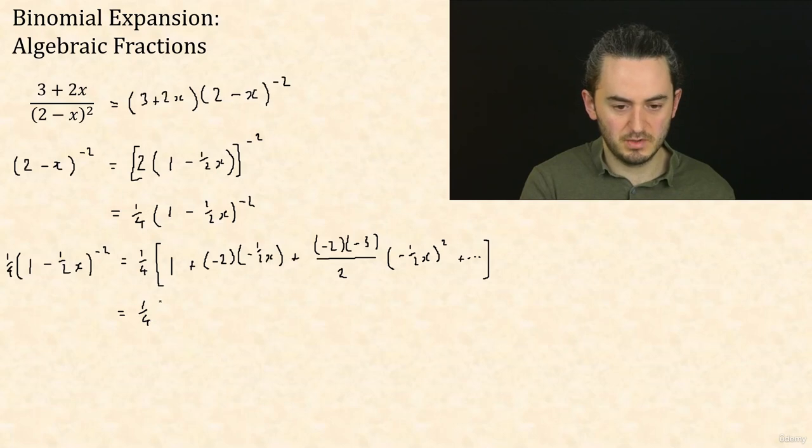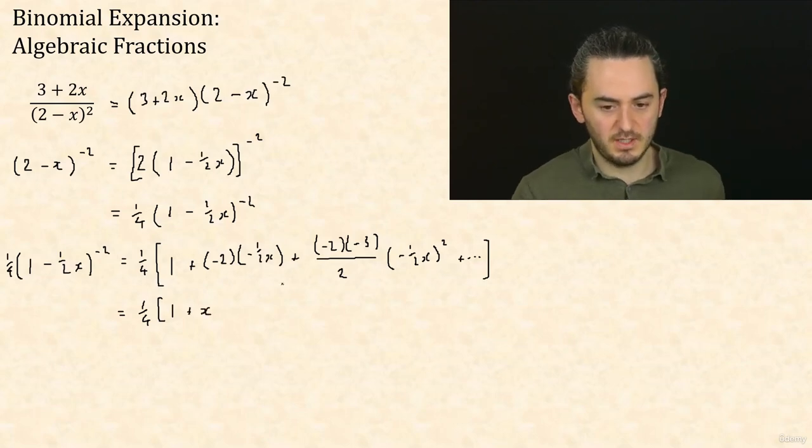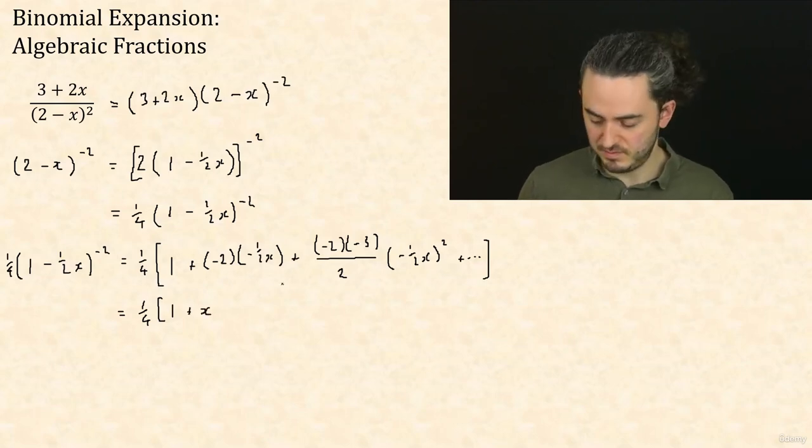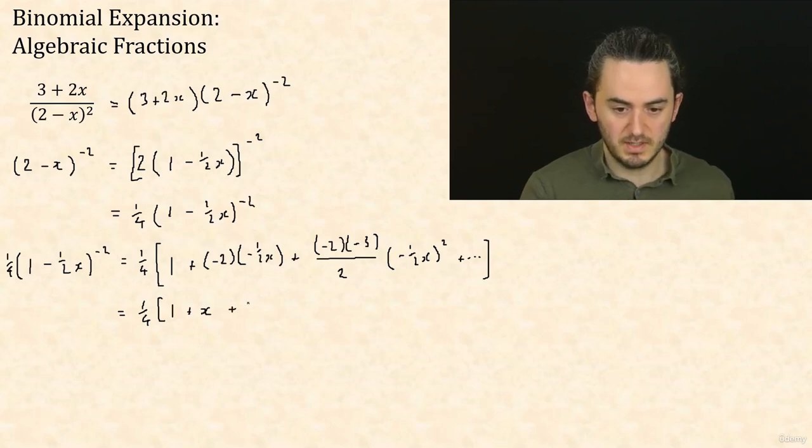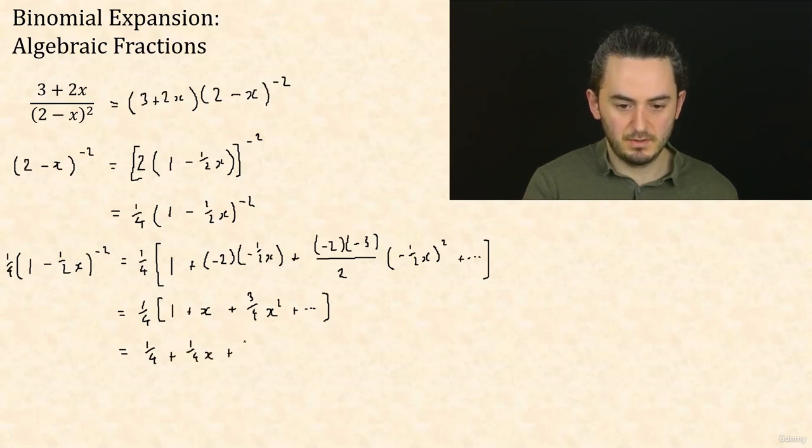Neatened up, that's 1/4, 1, okay, we've got minus 2 times minus half is just 1, so that's 1 plus x, and then we've got minus 2 times minus 3 divided by 2 multiplied by negative a half squared, which is 3/4, so plus 3/4 x squared. And that gives us, if we expand this out, 1/4 plus 1/4 x plus 3/16 x squared.